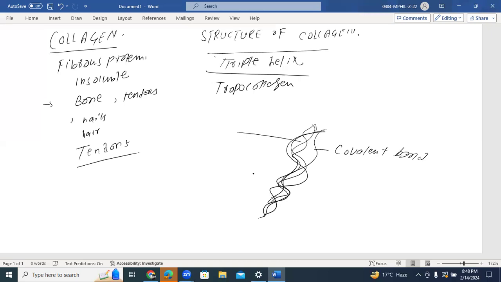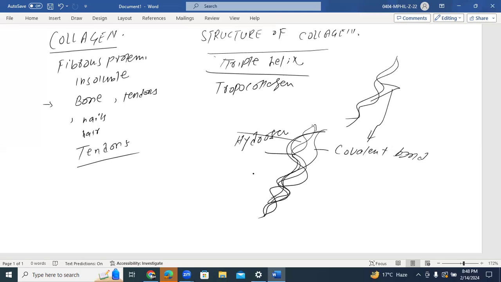Hydrogen bonds are also present here. The two helix strands, for instance, will combine directly with one another through covalent bonds. But hydrogen bonding is present everywhere it is possible, to make the structure more strengthened, right? So this is how collagen is present.